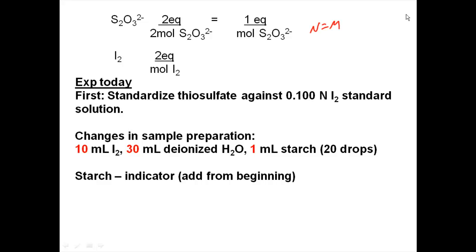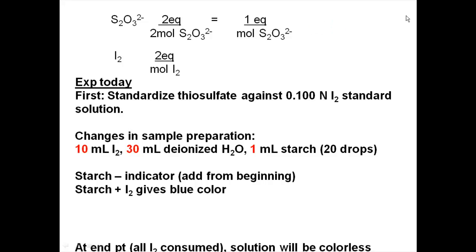Starch indicator, the manual says to add it somewhere later, after the solution turns a pale yellow. Don't worry about that, just add it from the beginning and it still works out fine. When you have starch plus the iodine, it's going to give us a blue color. So any blue color shows that there's iodine in that solution. Our goal is to get rid of all that iodine. When all the iodine is gone, you're going to have a colorless solution after the reaction has occurred.